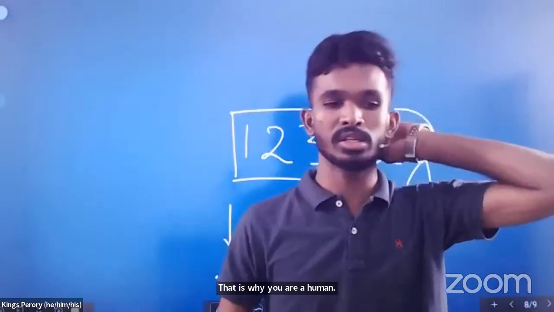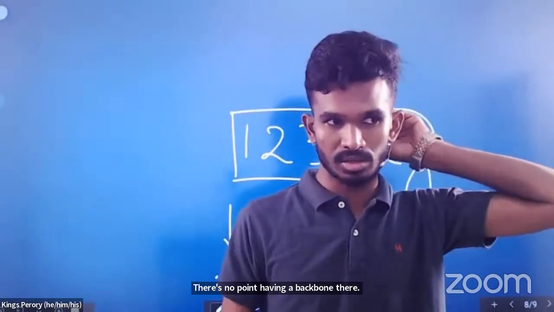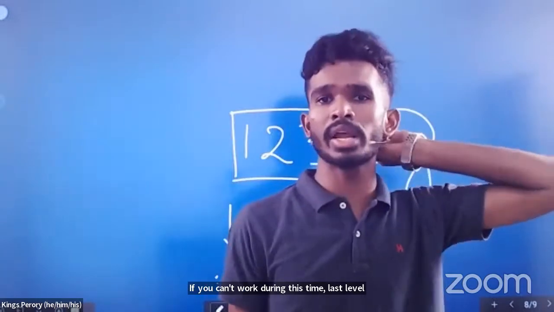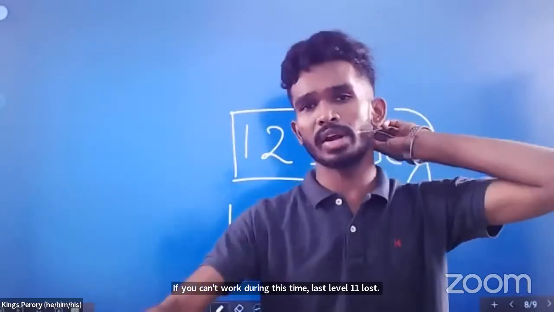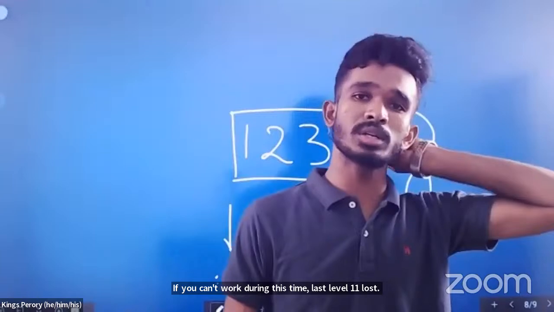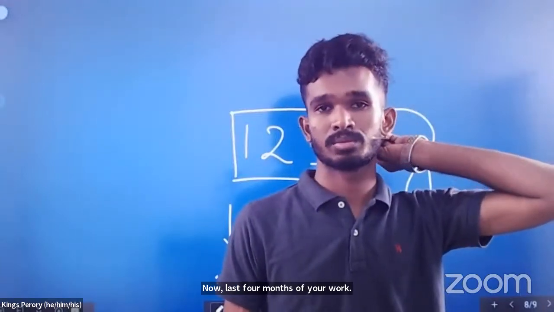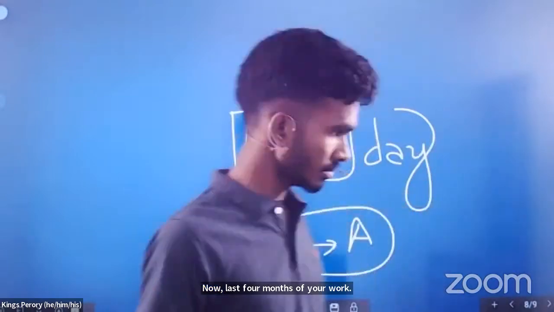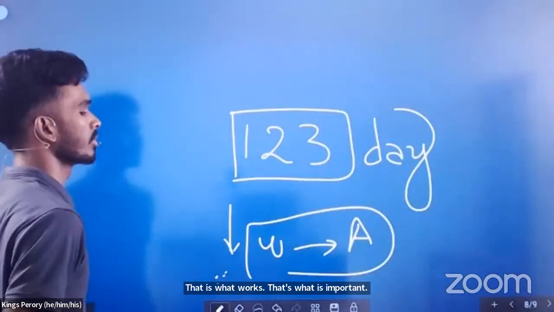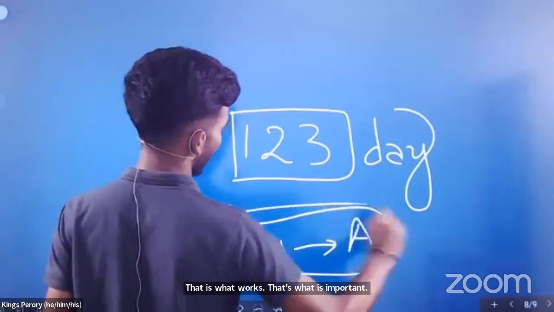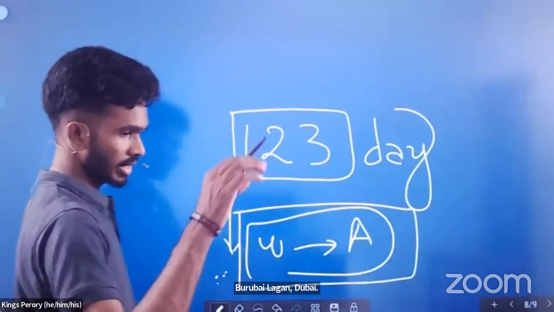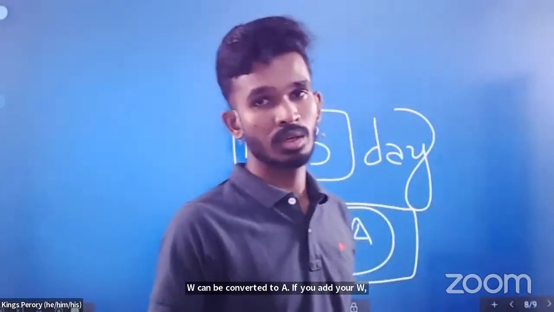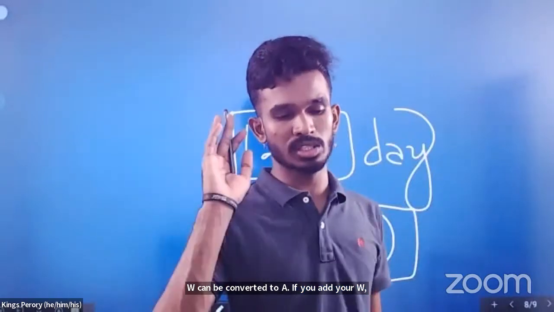If you can't work during this time, work at least the last 9 or 8 years. Now, work for the last 4 months. That is what is important. A W can be converted to an A. If you get a W, don't say no, I don't want to do it. Don't even think of skipping this.